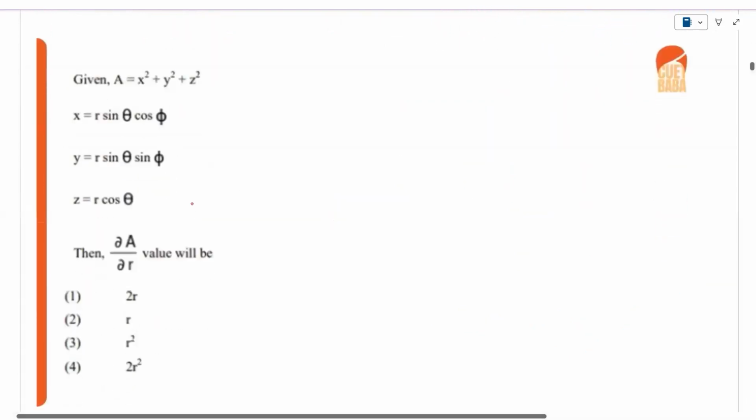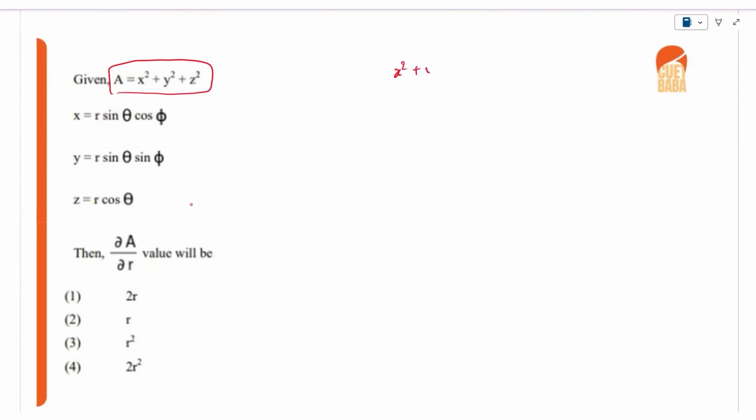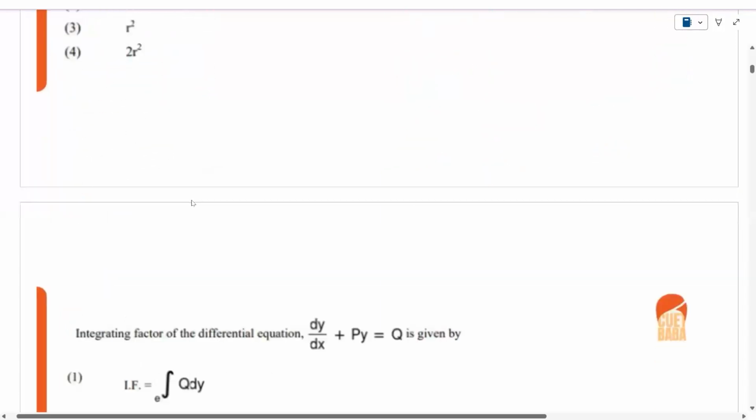Now for this question, A is equals to x square plus y square plus z square. What is x square plus y square plus z square? It is nothing but r square, right? So if we have to calculate del A by del r, that means we have to calculate del by del r of r square, and that is equals to 2r. So option first is the correct one.